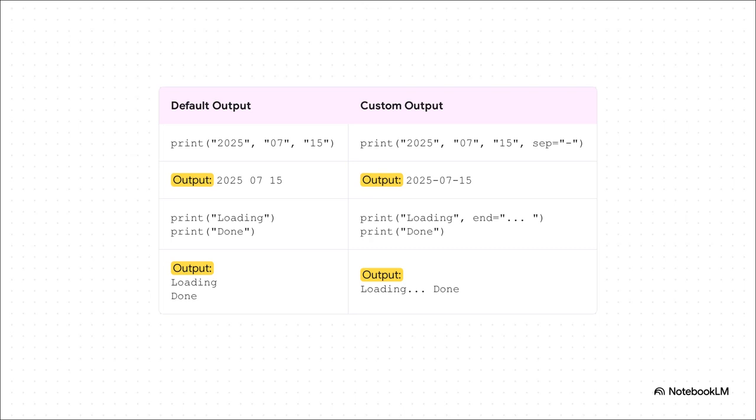See, by default, it just sticks a space between items and then jumps to a new line when it's finished. But we can totally change that. Using sep, that's short for separator, we can tell it to put anything we want between items, like a hyphen to format a date perfectly. And with end, we can tell it, hey, don't jump to a new line, which is awesome for things like a loading message that ends with done on the same line.